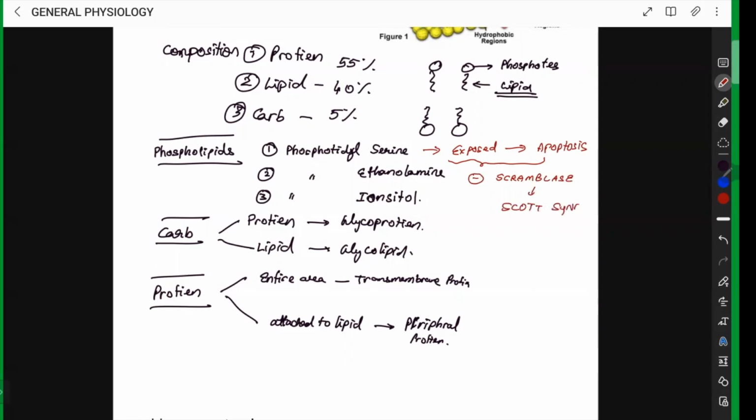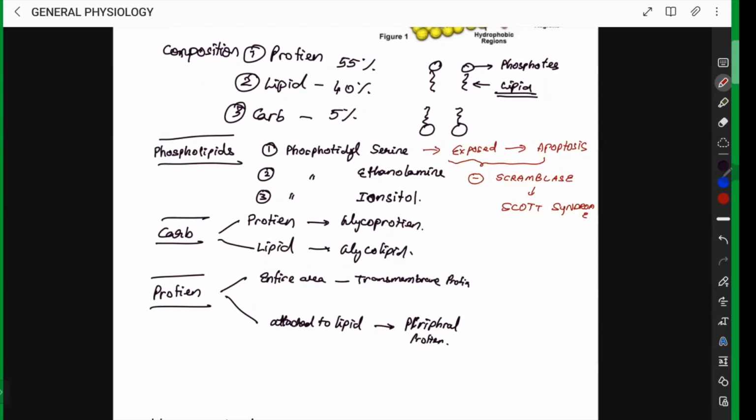So these are the bits and pieces that you should remember at this point of time itself. Why would you read that in pathology separately? Isn't it? Very simple point, a one-liner that you can remember now itself. Yes, for scramblase, it's for Scott's disease or Scott's syndrome.